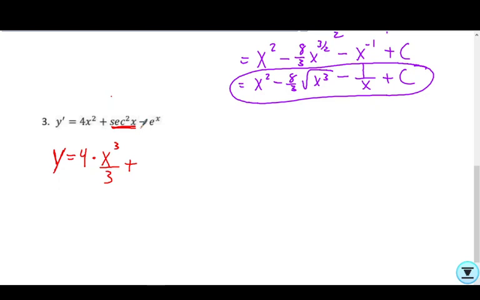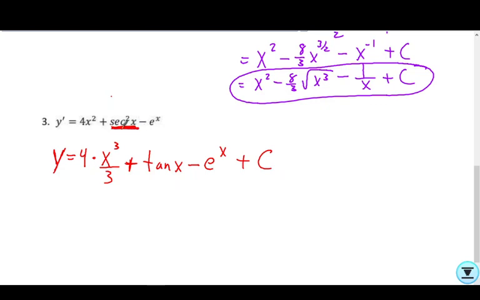And again, this is one of those that if you don't know your derivatives, you're not going to be able to take the antiderivative. So what derivative gives me secant squared? That's tangent, minus e to the x, plus c. Just like the derivative of e to the x is e to the x, the antiderivative of e to the x is e to the x.